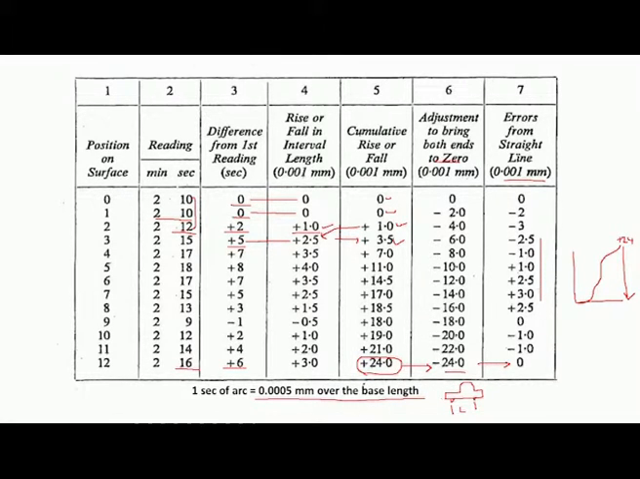Now, you can see here the maximum value is 3 micrometer from the straight line. That means we have the reference line like this, and the profile is like this. This is the maximum from the reference line, which is 3 micrometer.